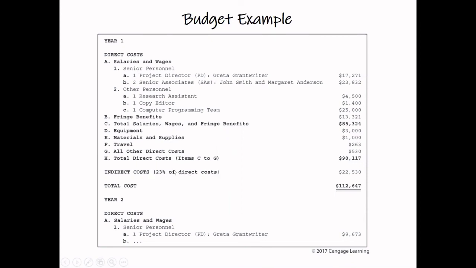Now, who determines the percentage? Well, every institution will have a percentage rate that they require you to put in for indirect costs. Sometimes, though, a funding agency will limit the percentage that is related to indirect costs.